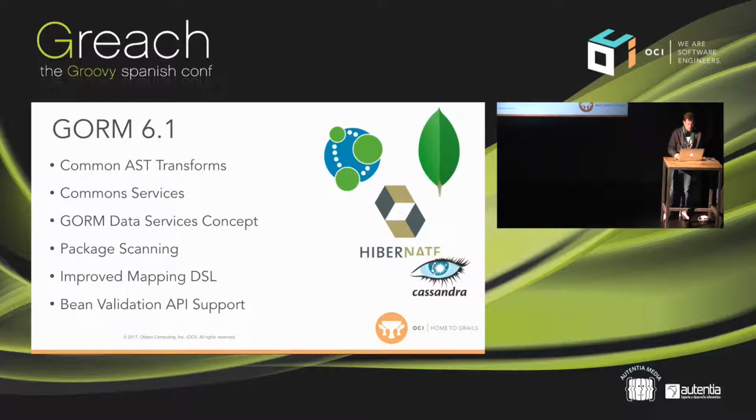Okay, so let's talk about GORM 6.1, which is the exciting part. We've added common AST transformations around the @Transactional and @Rollback annotations. All of those have moved out of Grails into GORM, and they've been improved upon, so that they're completely usable independently of GORM itself. We've created some common services. To explain this, there are some methods that are in GORM that are not specific to a domain class, but they're static methods.